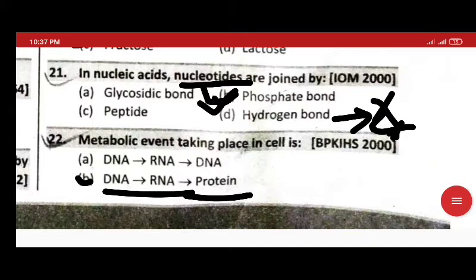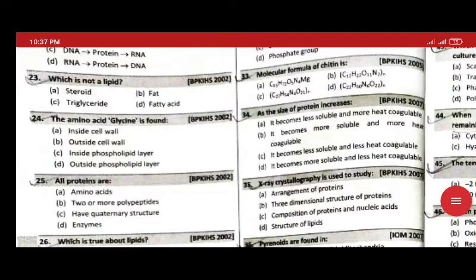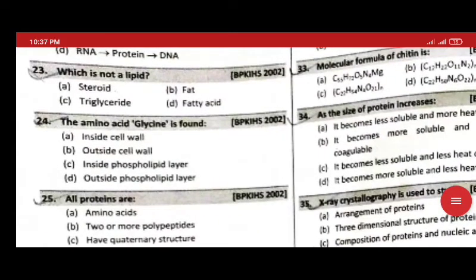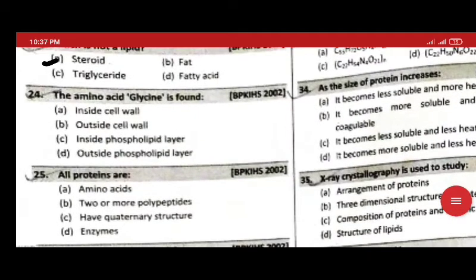Right. Now we have number 23. Which is not a lipid? Lipid is like fat. So steroid is not a lipid. Now, the amino acid glycine is found where? Glycine is the simplest amino acid that can be present inside. So C is right, inside the phospholipid layer.